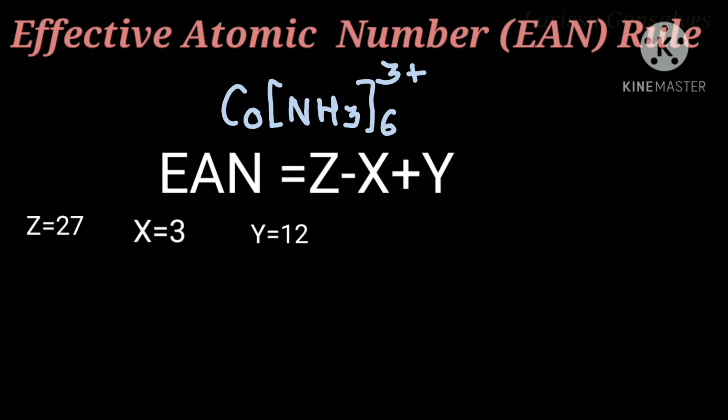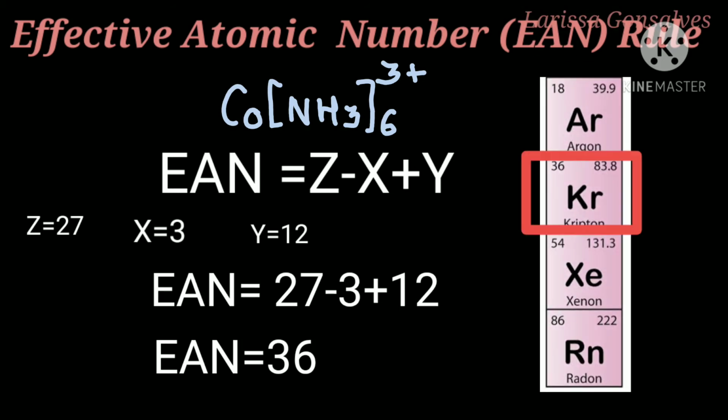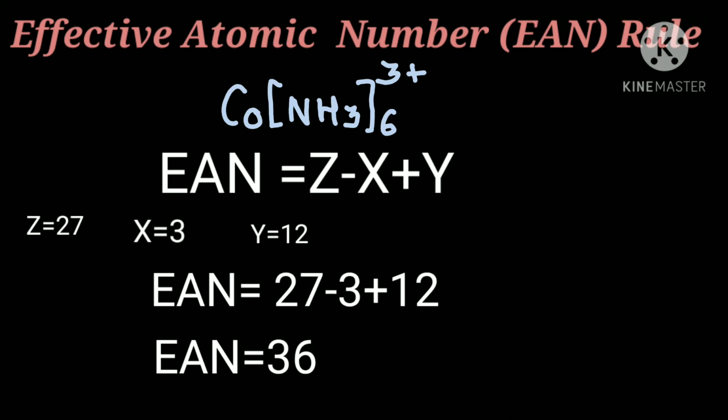Now we just have to use the formula, EAN is equal to Z minus X plus Y. So we substitute 27 minus 3 plus 12, and we get the answer 36. 36 is the atomic number of krypton, which is a noble gas, and hence this complex obeys the EAN rule. However, there are certain compounds or complexes which do not obey the EAN rule.